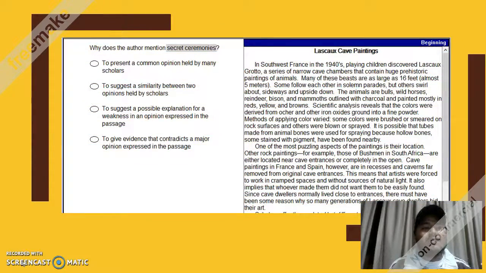For example, why does the author mention secret ceremonies? The question word why is showing us that it is a rhetorical purpose question. So these 4 options that we have in this question do not contain the real information that you can find in the text. You have to suppose, or think, or imply why the author is mentioning this sentence or this part that is highlighted in the text.